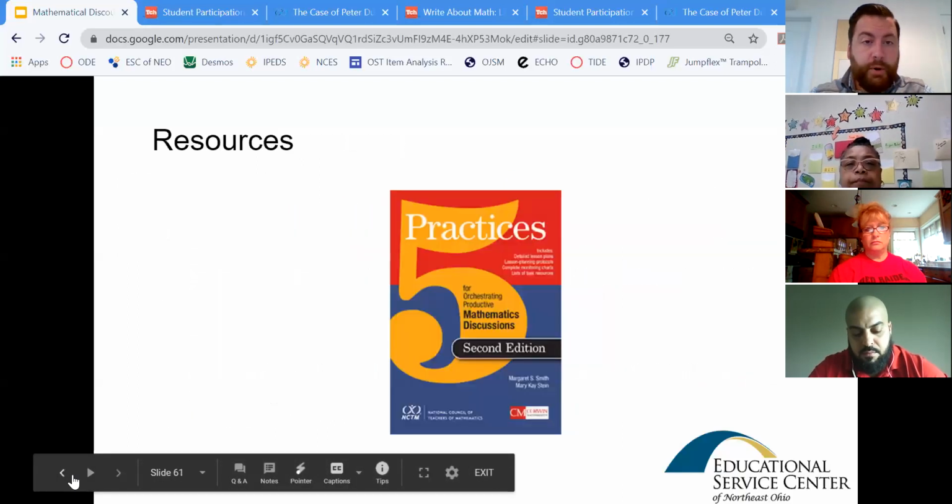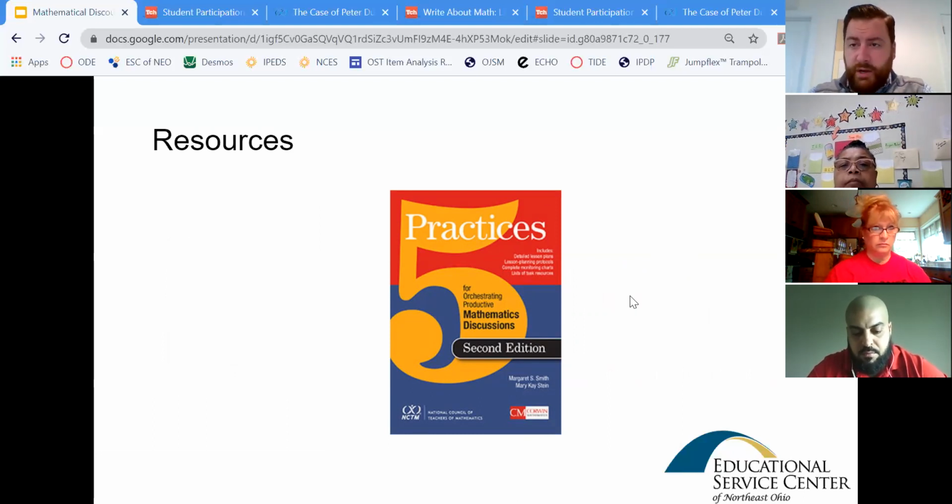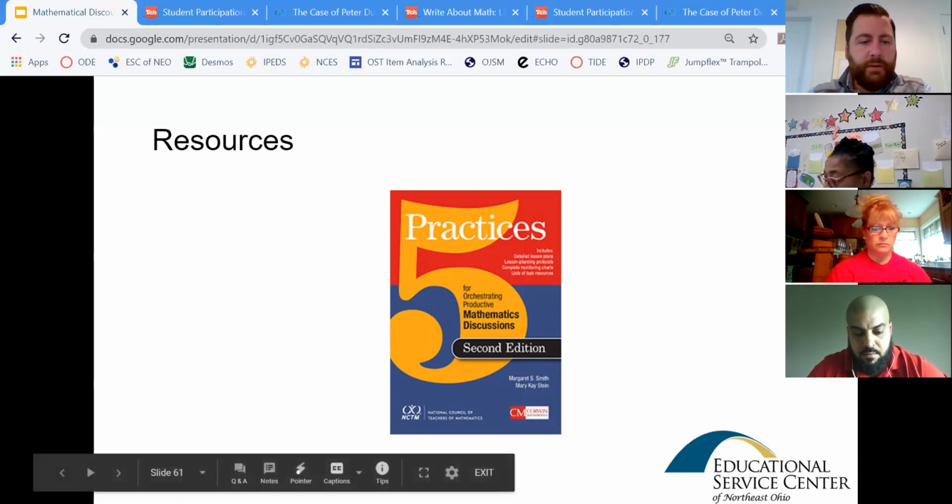Also, I'll point out this book. I don't work for NCTM. I don't gain anything by telling you about this. A lot of the resources that I pulled for you today are here. You can check out this book. It's like $20. It's really great. It goes into those five practices that we talked about in a lot more detail and gives you a lot of examples and ways to get you started. So that's something you can check out if you're interested.